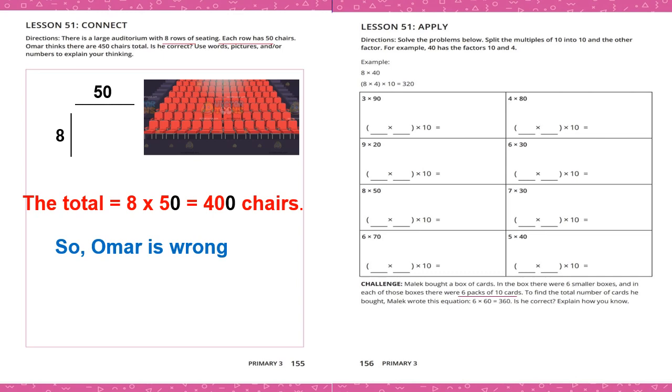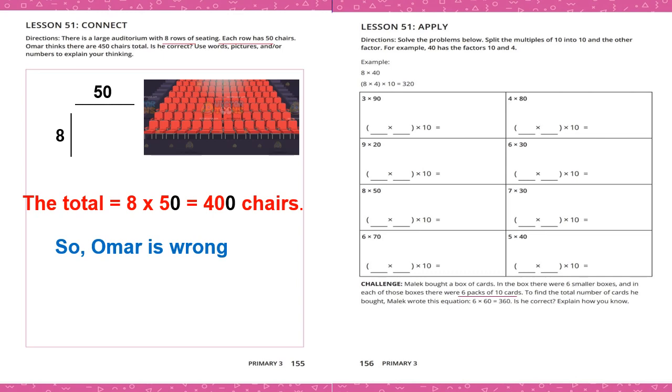Okay? Another example. When I want the factors of 70. What are the factors of 70 by using the multiples of 10? 10 times what equals 70? Yes, 10 times 7. So the factors of 70 equal 10 times 7. Okay?